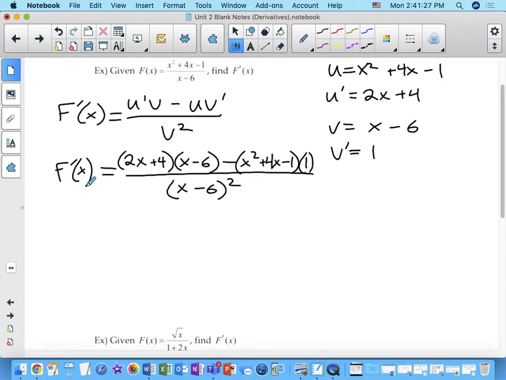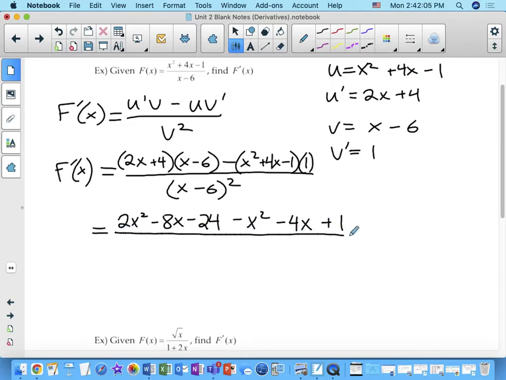Now we've just got some simplification to do in the numerator. So expanding this out, we're going to get 2x squared minus 12x plus 4x is minus 8x minus 12. No, 24. Okay, and then minus x squared minus 4x plus 1 over x minus 6 squared.